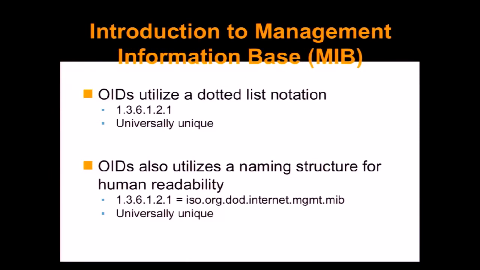Next slide. So the OIDs are referenced in two typical fashions. One of the fashions is a dot notation, as we see here, 1.3.6.1.2, whatever, all the way down to the key element you're trying to extract.